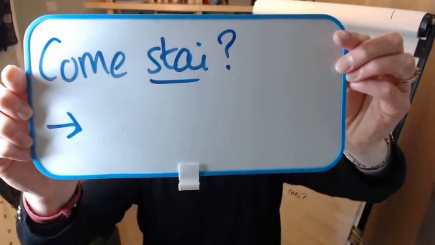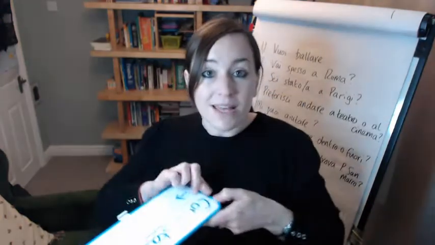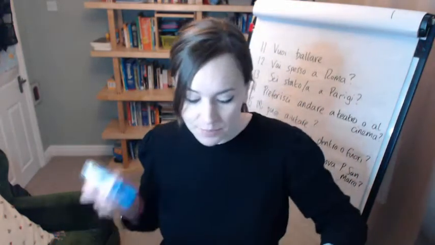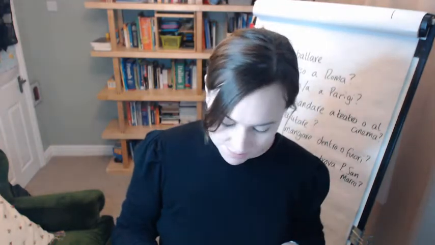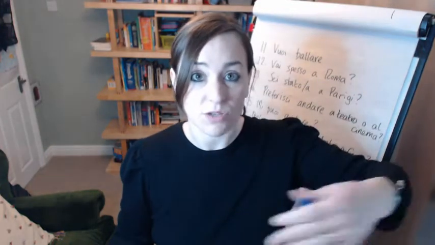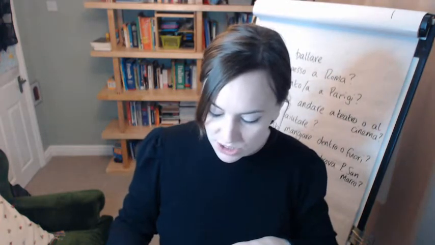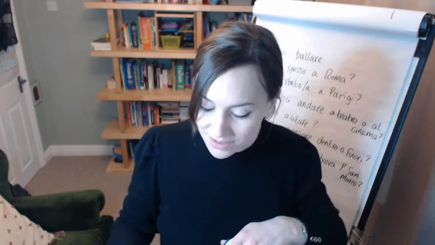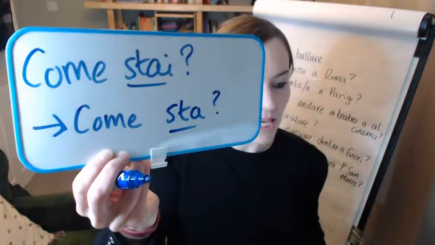If you're asking someone how they are and you don't know them, it becomes come sta. So, you probably noticed, come stays the same. That's the interrogative, that's the question, how, but the verb stare changes from stai to sta. Come sta? So what's happening here?